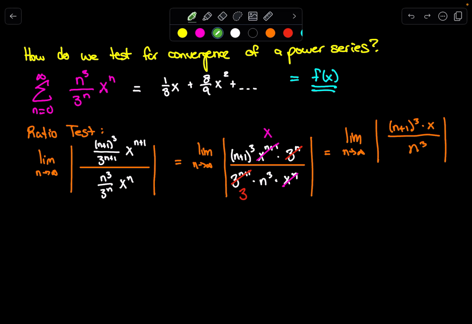And so what that means is we are afforded the luxury of being able to just take it out. So we can remove this x, we'll leave it in its absolute value, but we can kind of factor it out, if you will. And then we have the limit as n approaches infinity of (n plus 1) cubed over n cubed. And that limit very quickly is just 1. So this is the absolute value of x.